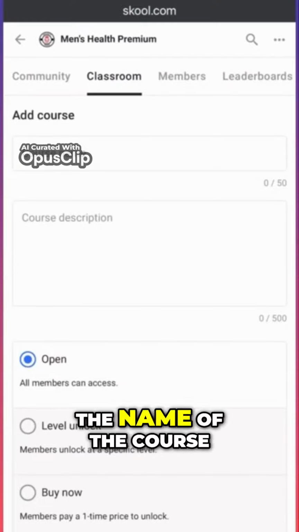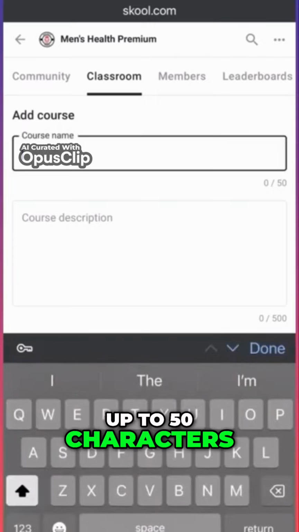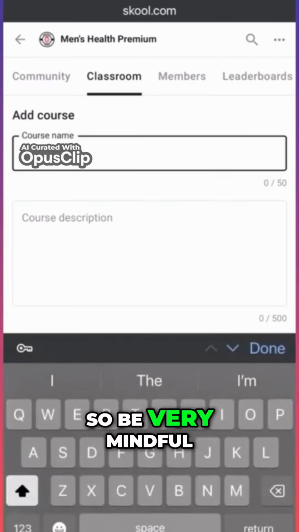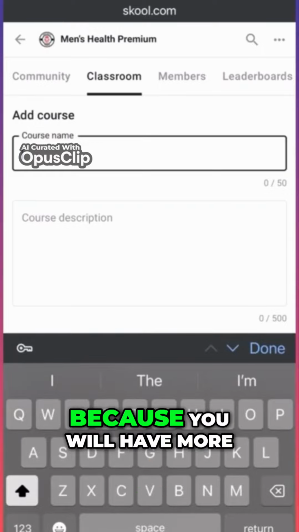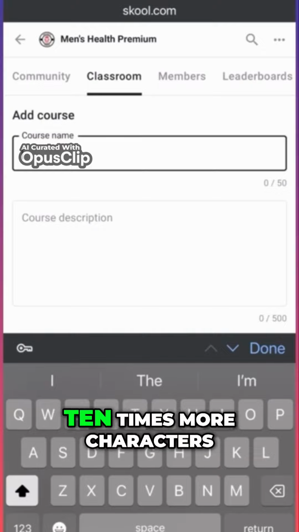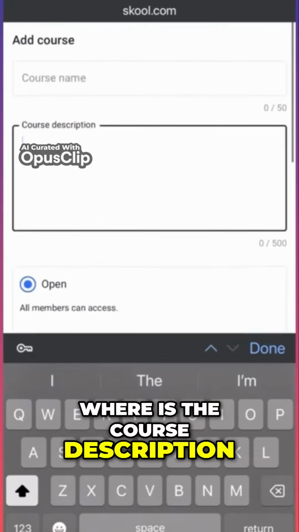You're going to start with the name of the course. You can only fit up to 50 characters, so be very mindful of the actual title of the course, because you will have 10 times more characters underneath to describe the course, where the course description is.